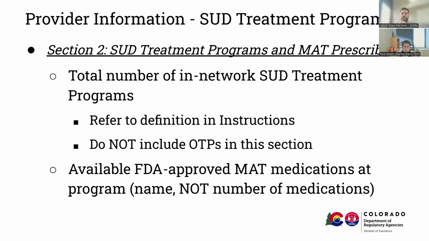Okay, so in the same worksheet, there's a second section as well, and this is going to be reporting on specific SUD treatment programs, and then any available MAT provided at those programs. To be specific, we are not expecting OTPs, opioid treatment programs, to be included in this section. And please refer to the definition that's listed in the instructions to understand what we mean by program. Also, we're asking for a list of the available MAT medications at those programs by name, not necessarily the number of those medications in this section.